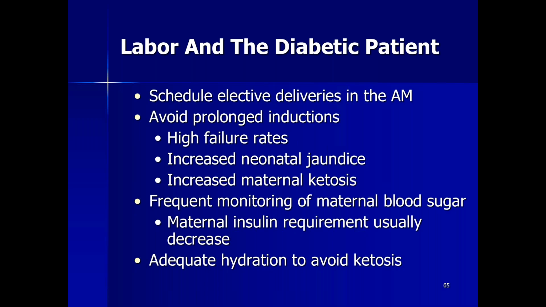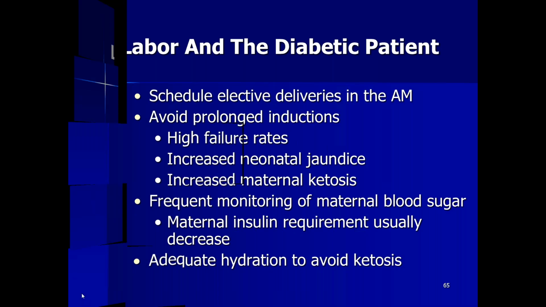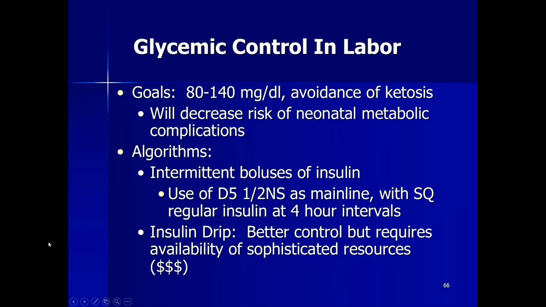Labor is like exercise. Exercise decreases your insulin requirements, and so does labor. So for most women, their insulin requirements are decreased during labor, which is good news, because it means that their blood sugars are usually in a more average range than when they were at home and not in labor. You do need to maintain adequate hydration to help avoid ketosis. In labor, you want to see numbers between 80 and 140. 80 and 125 are also goals. You do want to avoid ketosis, because if you do those things, you will decrease the risk for the neonatal metabolic complications.